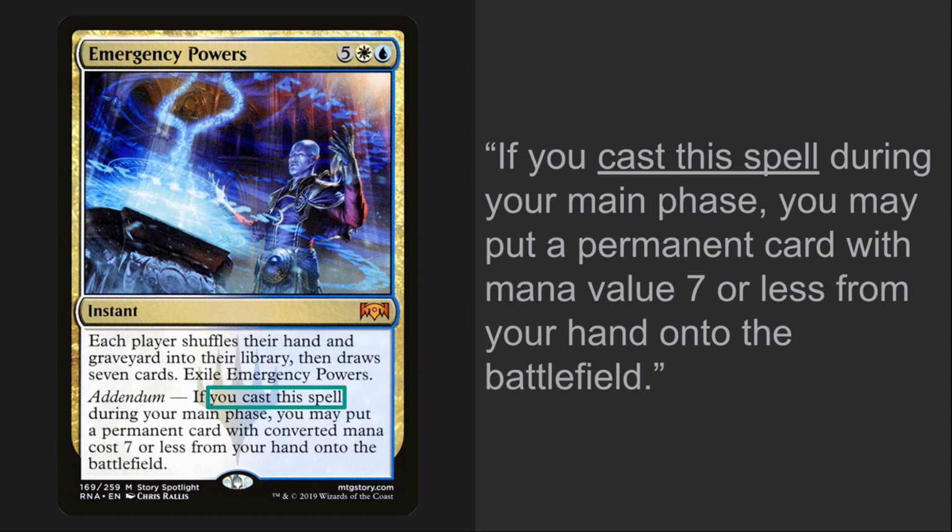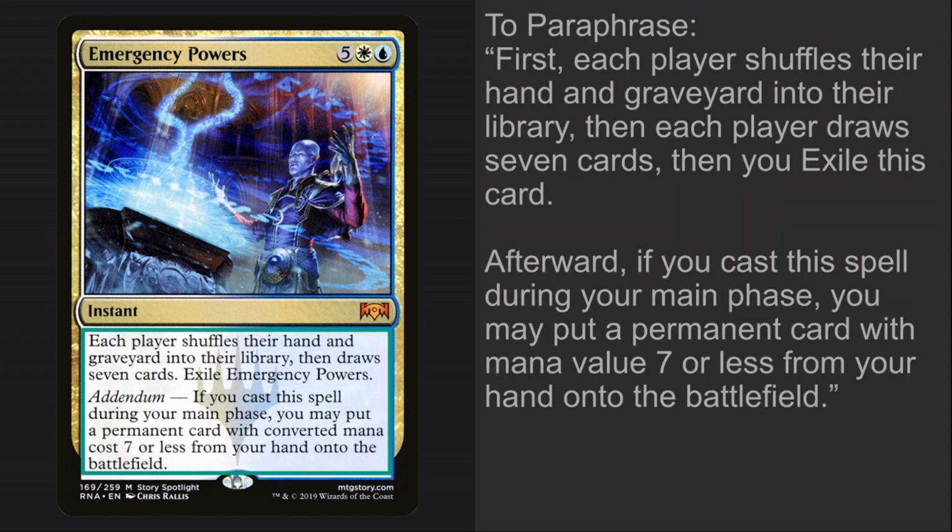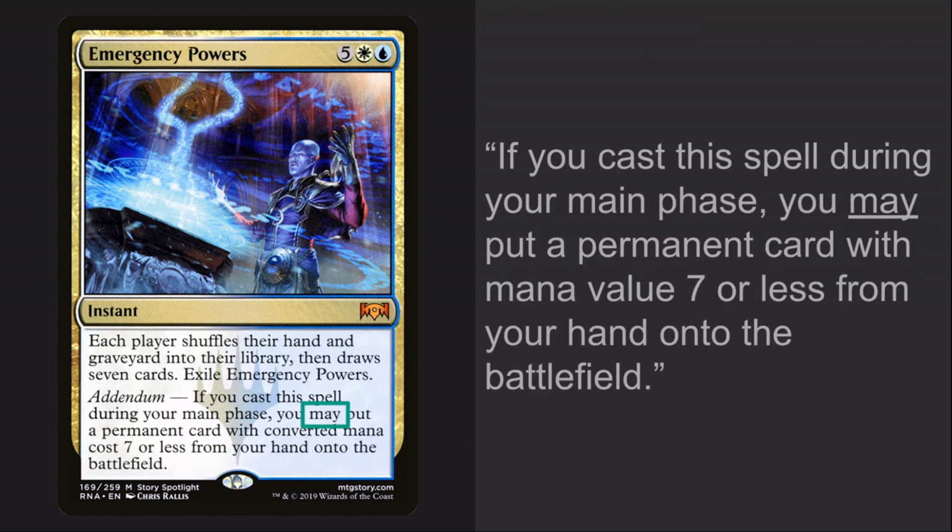If these prerequisites are met, the person casting the spell is allowed to put a permanent with mana value 7 or less from their hand onto the battlefield. Note that the player will not be playing or casting the card, so abilities relating to casting or playing the card won't be triggered, but effects related to the permanent entering the battlefield under their own control will. As I mentioned earlier, the effects of spells are resolved in the order they appear on the card, so the cards you are putting from your hand onto the battlefield will be one from the 7 cards you draw while resolving the first effect. The word may is used when an action is not required.